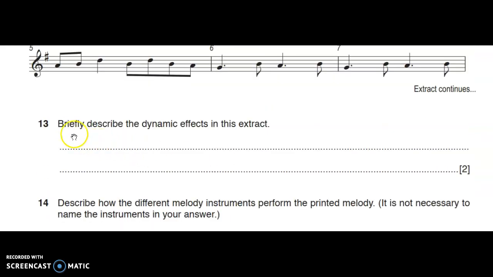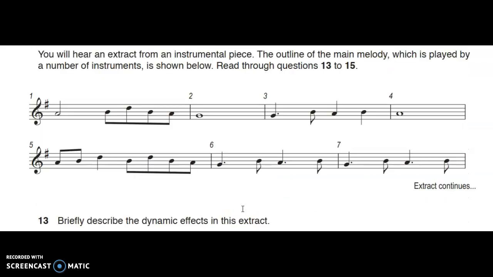The first question is: briefly describe the dynamic effects in this extract, for 2 marks. So the dynamics in the beginning, maybe that changes along the way, and what happens after that. Describe how the different melody instruments perform the printed melody. So this melody that you see here, we will have different instruments playing this. Now it can be higher, it can be lower, it can be legato, it can be staccato. It can be blown instruments, it can be a string instrument that's plucked. So we'll see, or hear just now, what happens there.